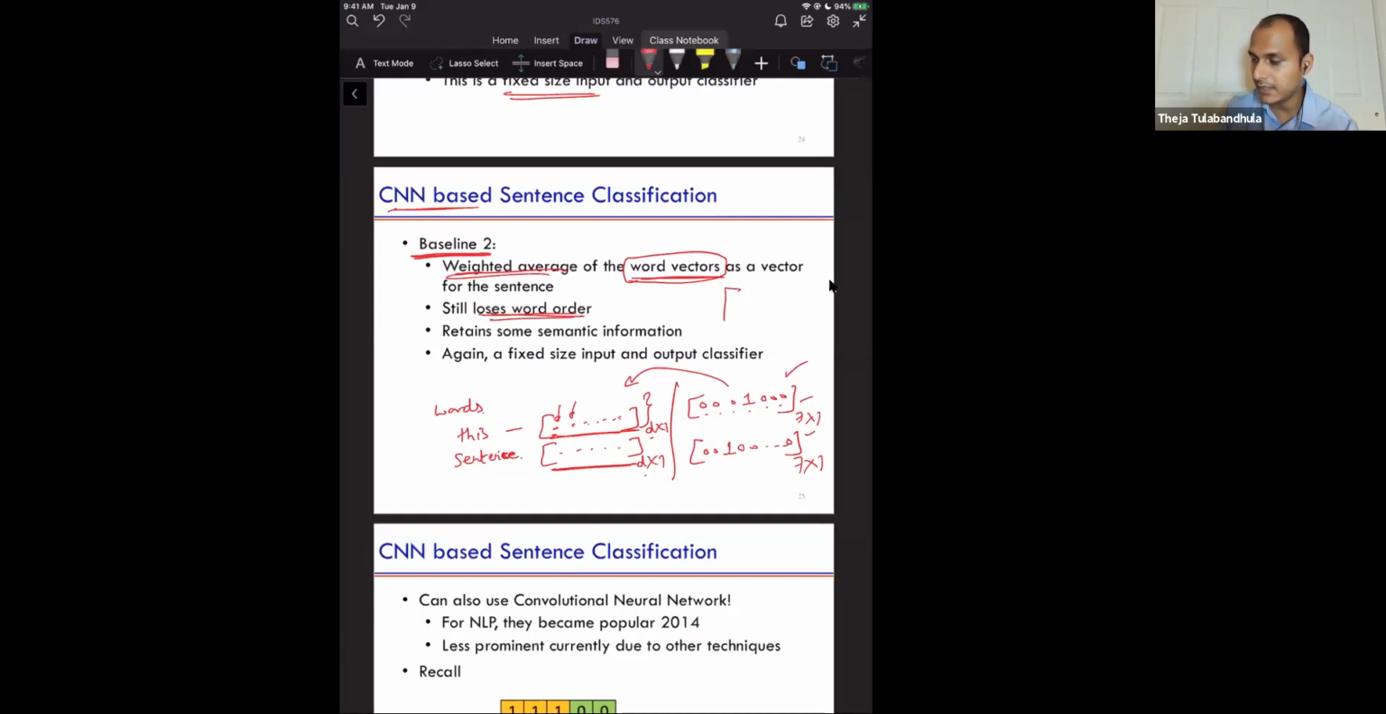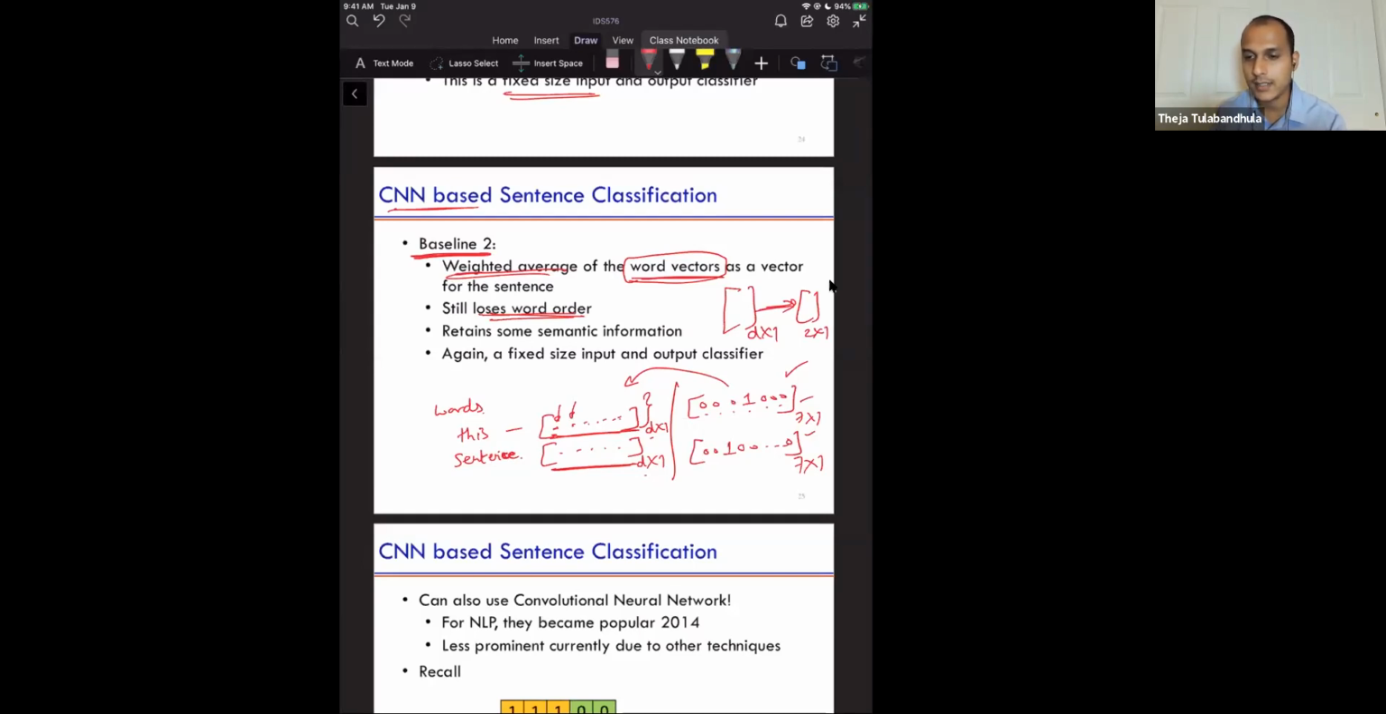Once you have the fixed length d cross 1 vector, let's say you have 2 classes that you're trying to find. You again somehow go from this d-dimensional vector to a 2-dimensional vector, and that you can do using simple logistic regression or any of these existing methods.